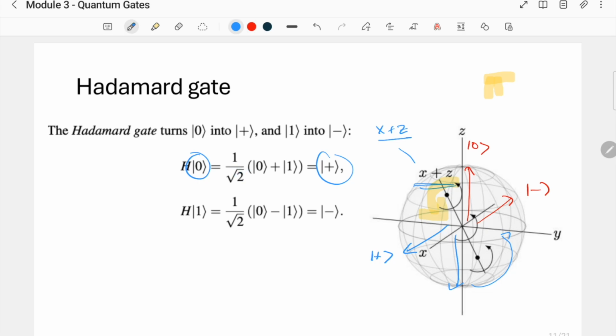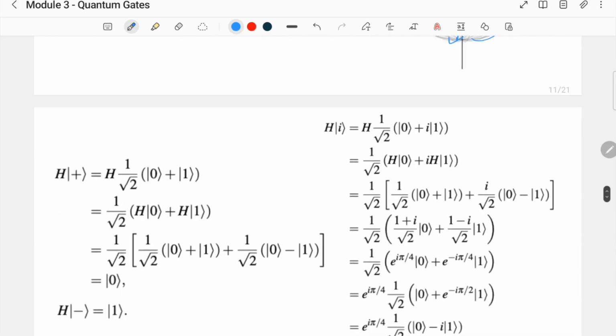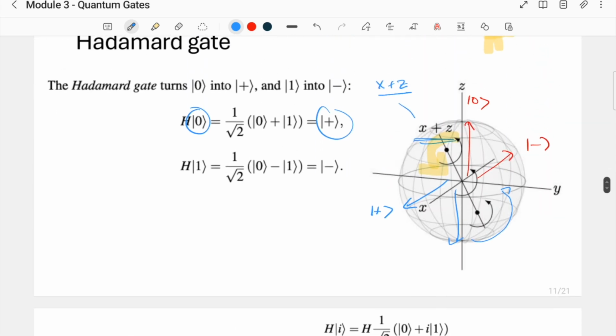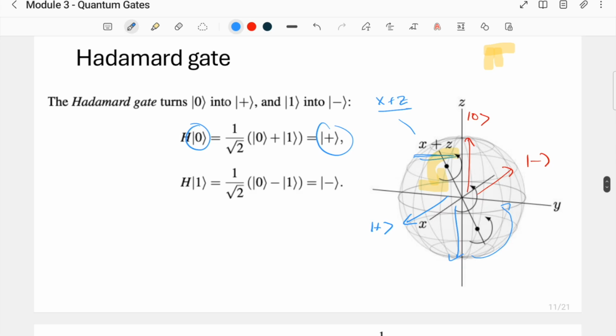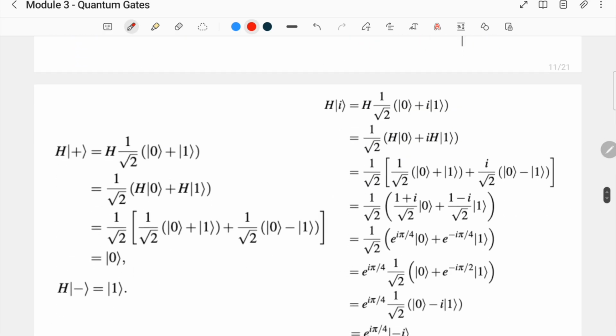And you can do the normalization easily. This is very trivial. So this is the key here. Now for the Hadamard gate, we can further consider its action on the other states. So we had the main 6 states: 0, 1, plus, minus, iota, and minus iota. We looked at what it does to 0: it transforms it to plus, and 1 to minus. Plus it will transform back to 0, and minus it will transform back to 1. The proof of which is shown here.